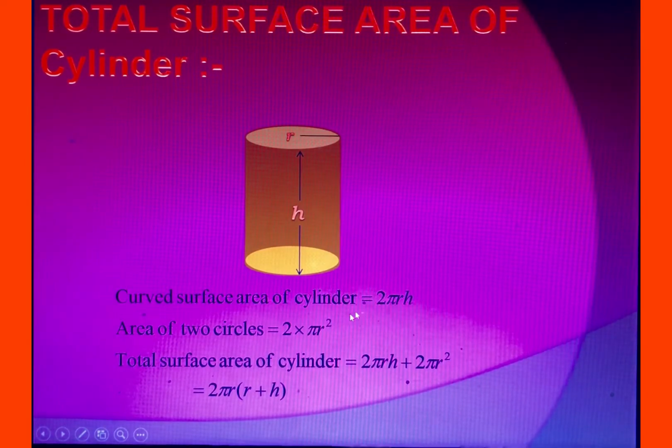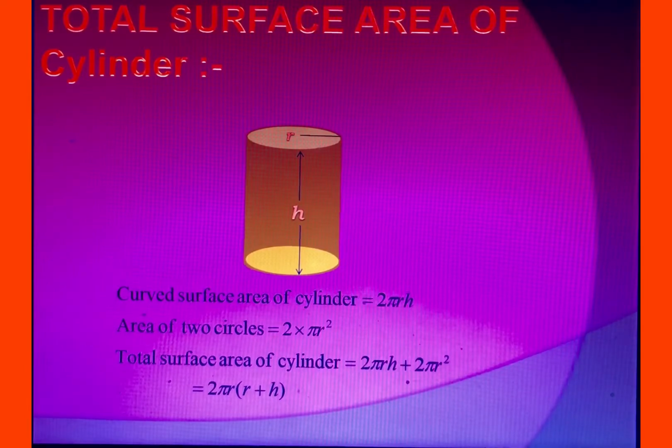And the curved surface area of the cylinder is 2 pi r h. If we add these two areas, then we will get the total surface area of the cylinder, 2 pi r h plus 2 pi r square. Take 2 pi r common, so we will get 2 pi r under bracket r plus h. This is the total surface area of the cylinder, and the unit of surface area is square centimeter, square meter, square kilometer, square decimeter, and simply we can say square units.